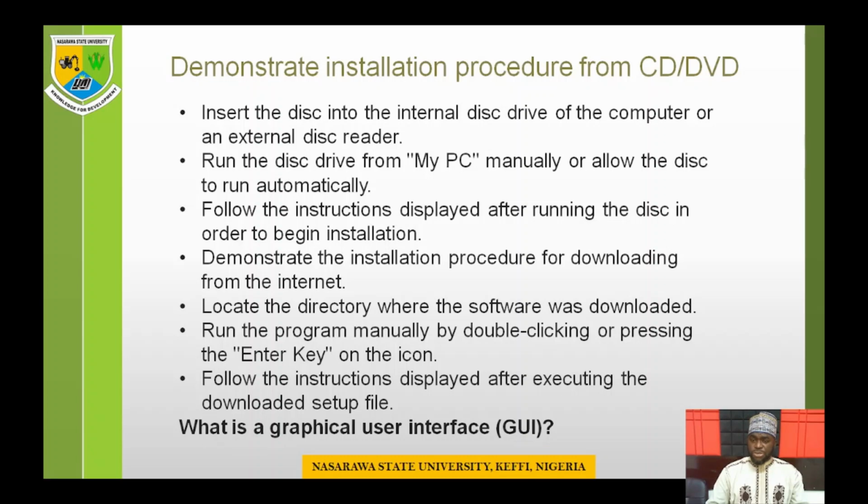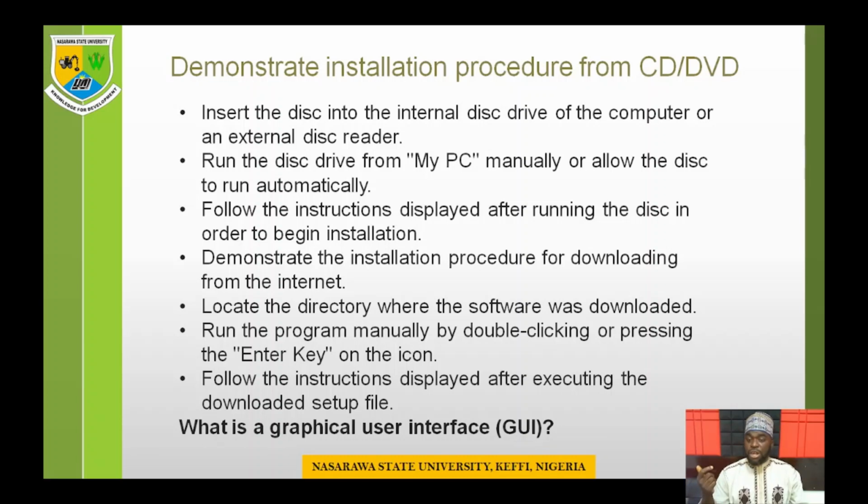Demonstrate the installation procedure for downloading from the internet. Go to the internet, go to the website. You can now download your software. You locate the directory where the software was downloaded. So having downloaded it into your computer, you locate the directory where the software is within your computer system. In most cases, they are in your downloads. So you go to the downloads and you locate the software that you have just downloaded.